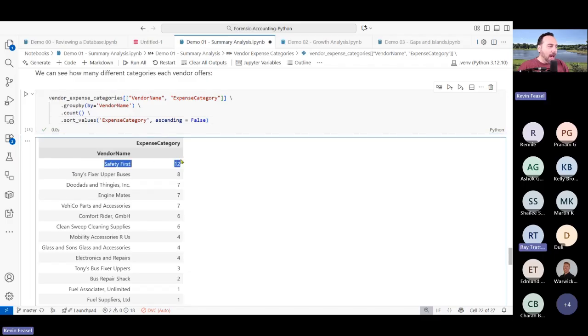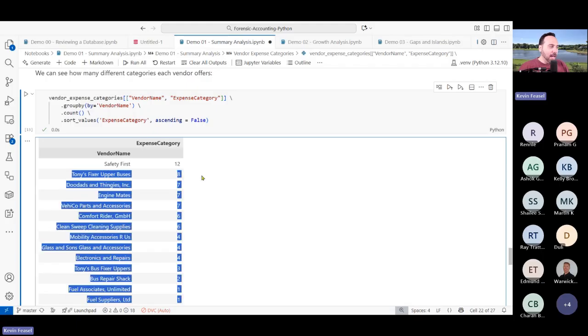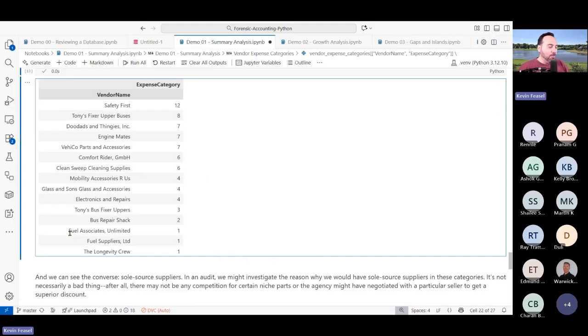That tells me I have this vendor, Safety First, who is in 12 different categories. So they have 12 different offerings that they provide. And Tony's Fixer Upper Buses has 8, and so on. We've got a few of them that only do one thing. Fuel Associates, Fuel Suppliers, they only do fuel.